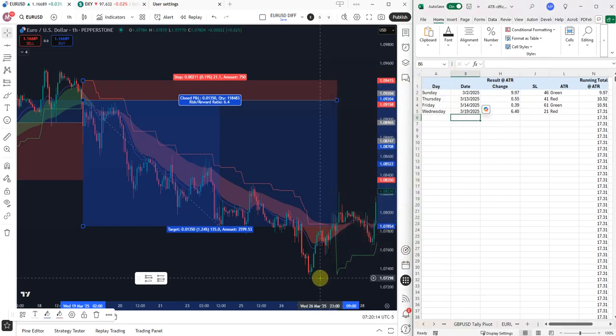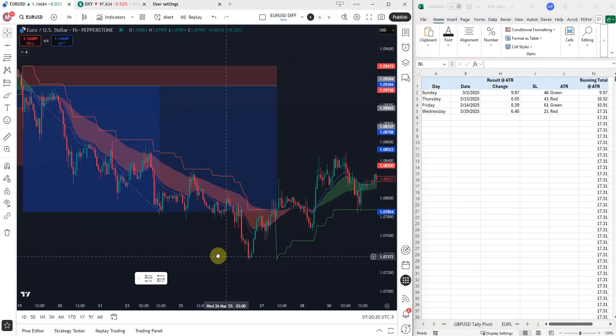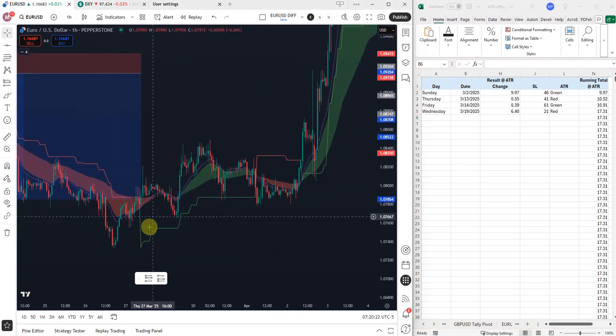So, but let's keep going. Just do a couple more. Let's find some losers, because that's always good to have those in there because it's realistic. So the next one's going to be a buy right here. It changed color. It's a long position. It's going to be on this candle here.